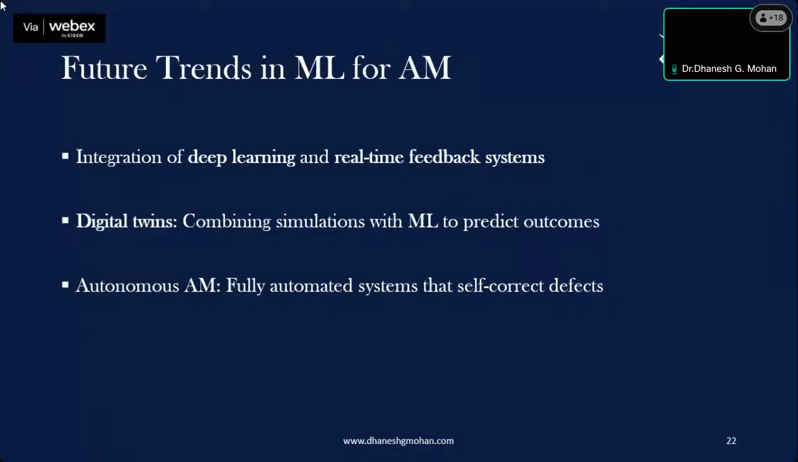Next slide, please. Future trends in machine learning for additive manufacturing. Integration of deep learning and real-time feedback systems. A convolutional neural network can analyze melt pool images in milliseconds and correct the laser power instantaneously. That is going to happen in this next era. We can rectify all the errors in a fraction of a second, and the machine can adjust its parameters.